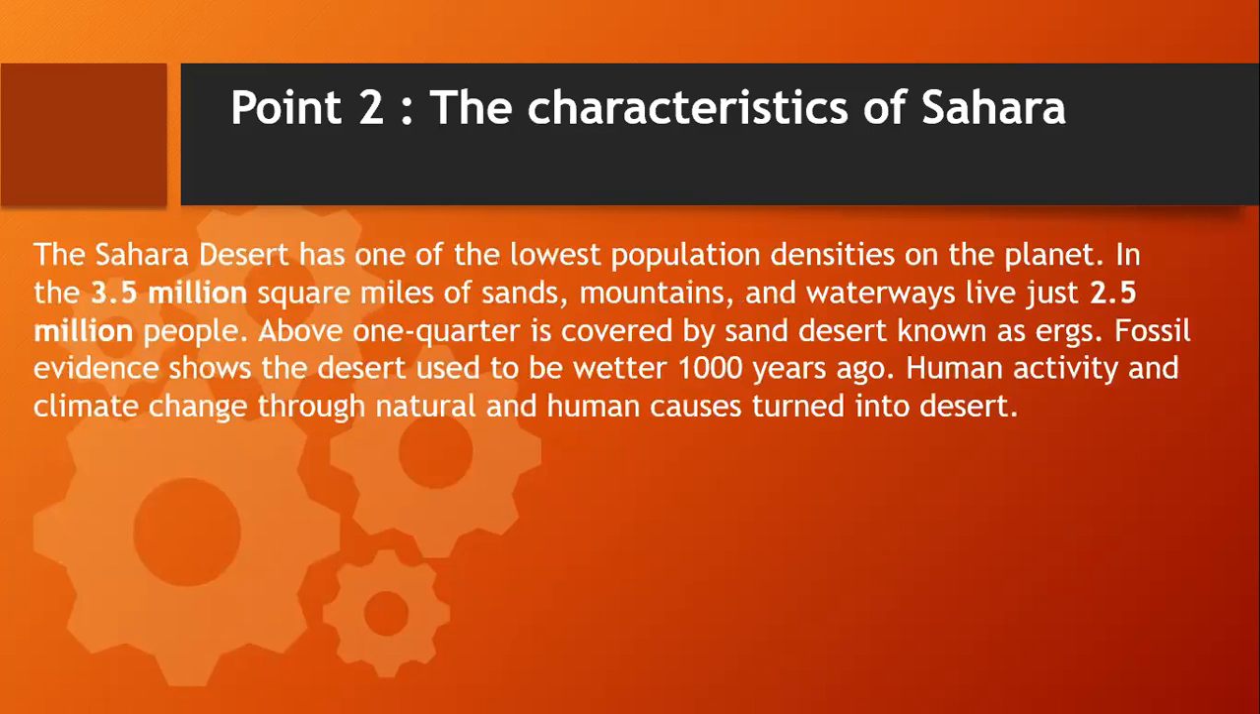Now, let's look into our second paragraph, or we can say second point, the characteristics of the Sahara. The Sahara Desert has one of the lowest population densities on the planet. In the 3.5 million square miles of sands, mountains, and waterways, live just 2.5 million people. About one quarter is covered by sand desert known as ergs. Fossil evidence shows the desert used to be wetter 1,000 years ago. Natural and human causes, including human activity and climate change, turned it into a desert.